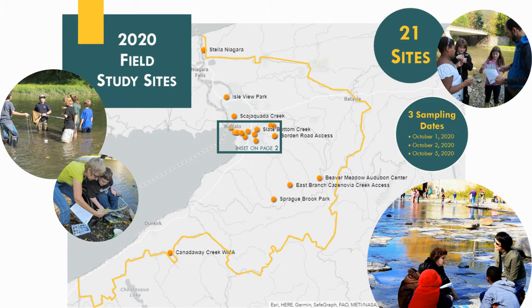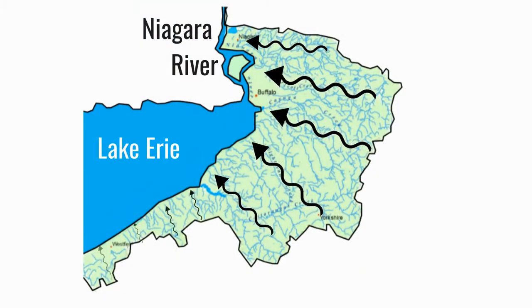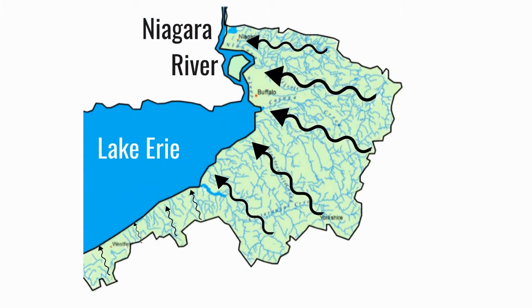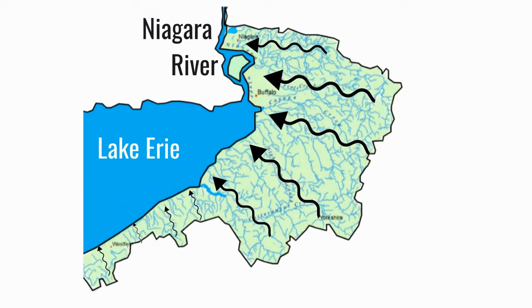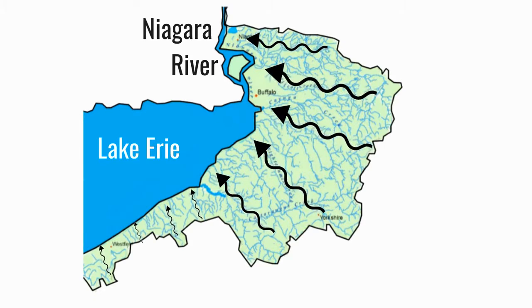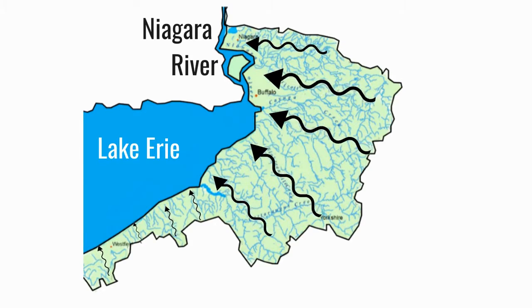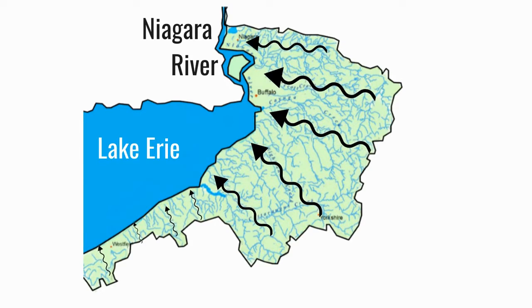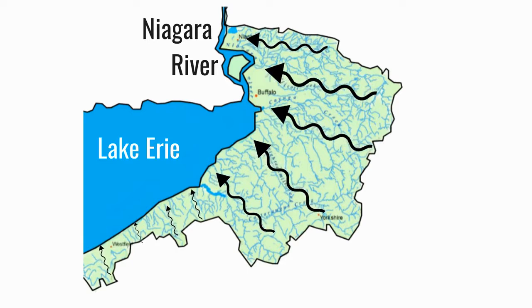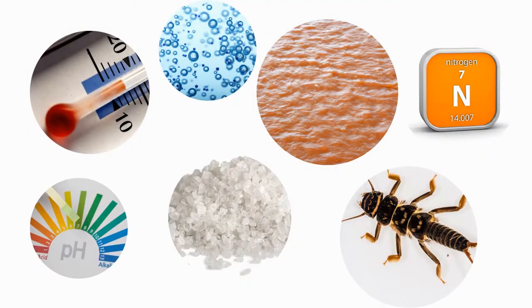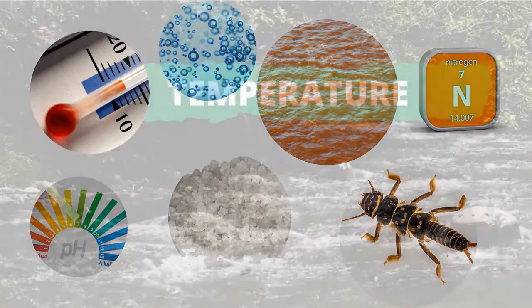We know that the Niagara River Lake Erie watershed is an area of land where all of the water drains into Lake Erie and the Niagara River. Runoff water flows over that landscape, carrying with it sediment, nutrients, litter, and other pollutants. We look at 7 major indicators to see if those pollutants are affecting water quality.